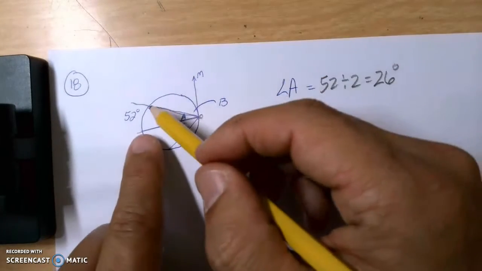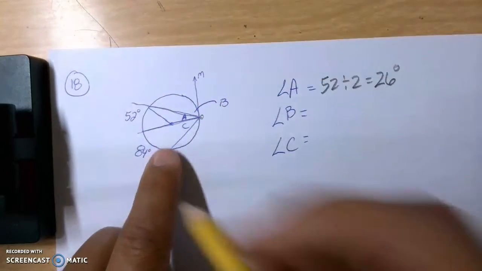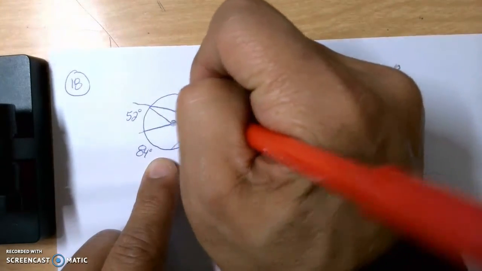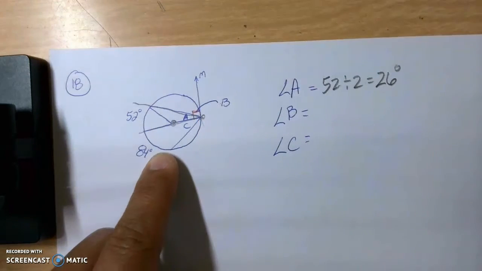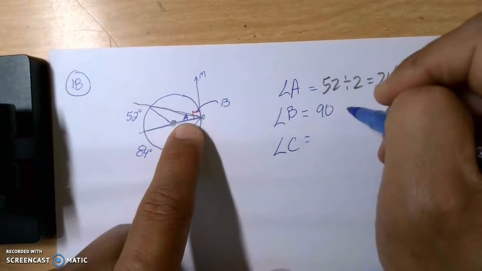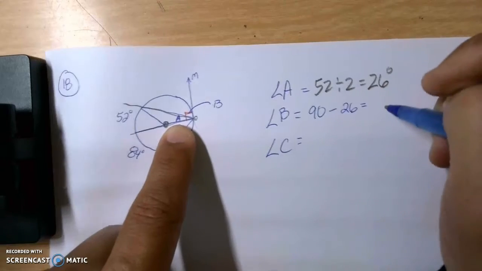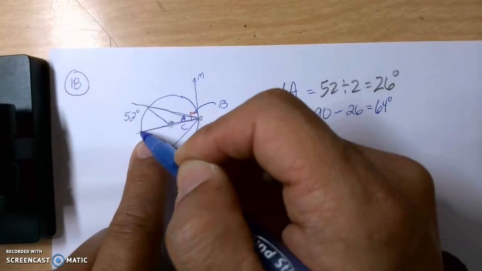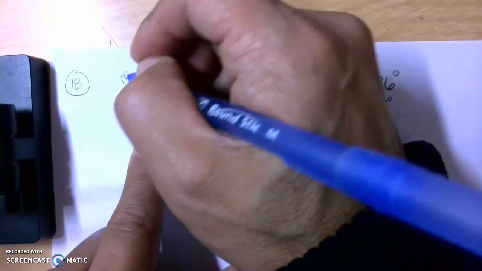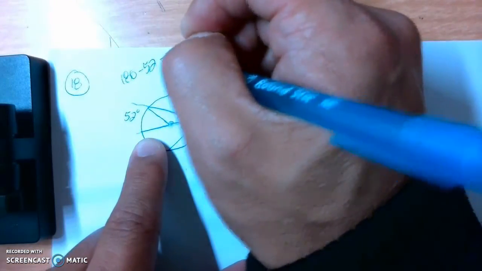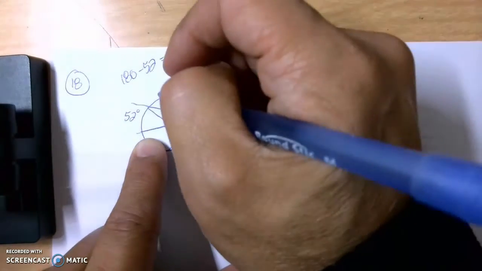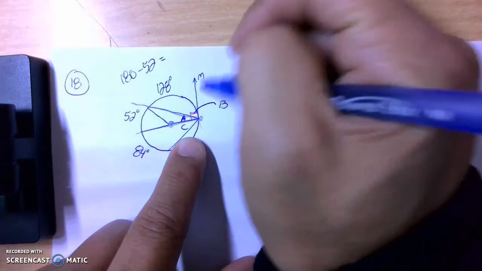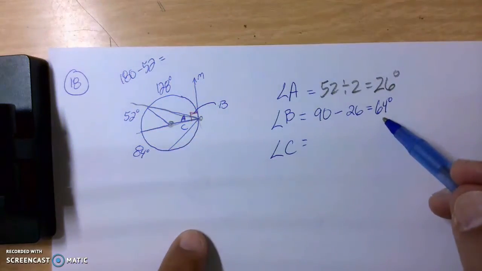Well, there's two ways you can do this. You can figure out this arc, or you can realize this is the center, this is a tangent line, this would be 90 degrees here. So A and B add up to 90. So what we're going to do is just go 90 minus angle A, which is 26. So angle B would be 64 degrees. The other way to do this is realize that this is a diameter, which is 180 degrees. 180 degrees minus 52 is 128. From here to here would be 128, and then angle B would be half of 128, which is also 64.